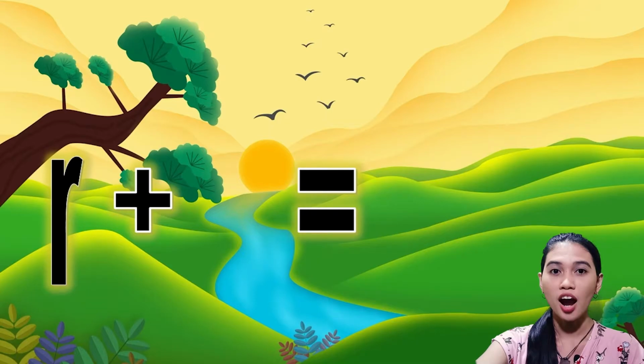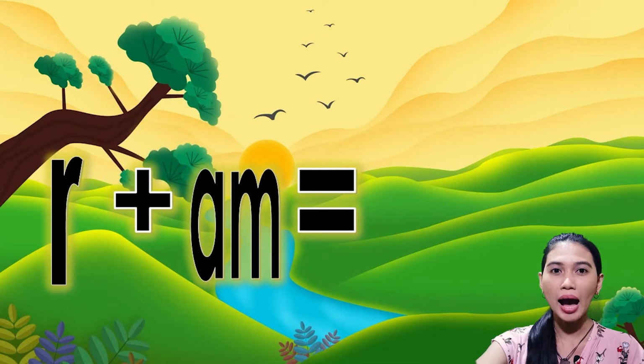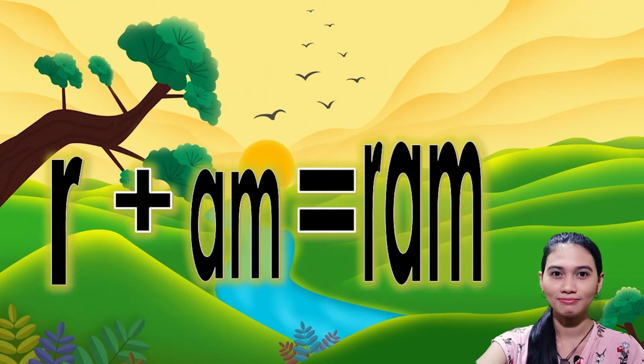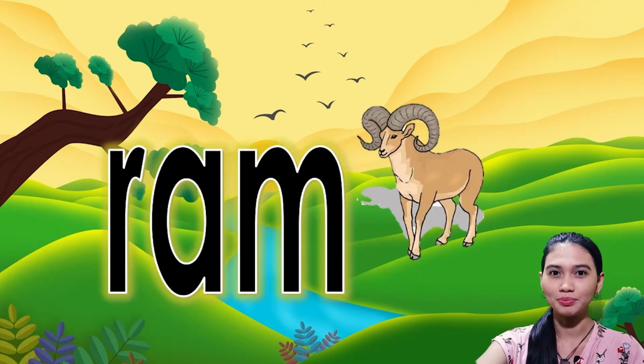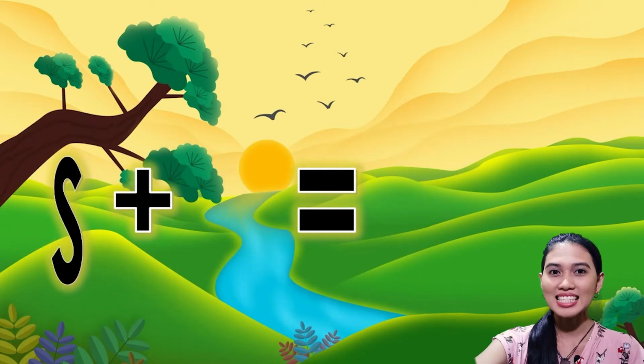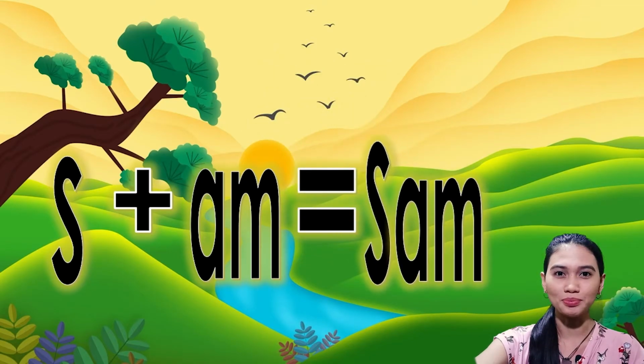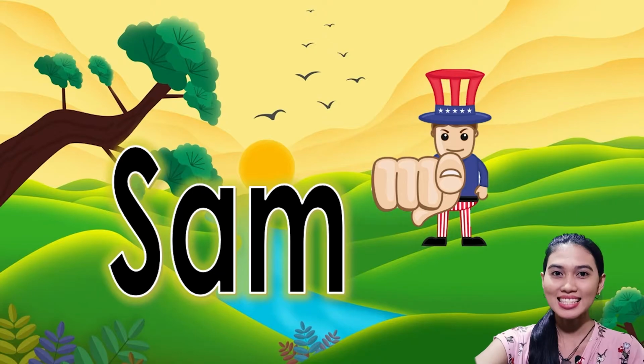R, r, r. Ram. So read the word again. Correct. Ram. Sam. Read it. Sam. Correct. Sam.